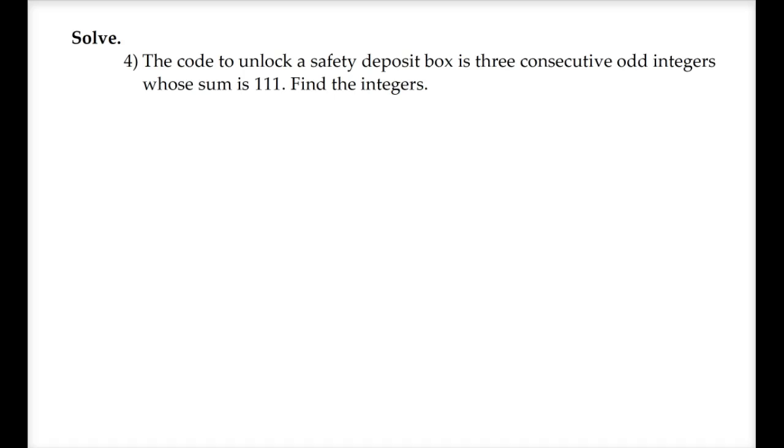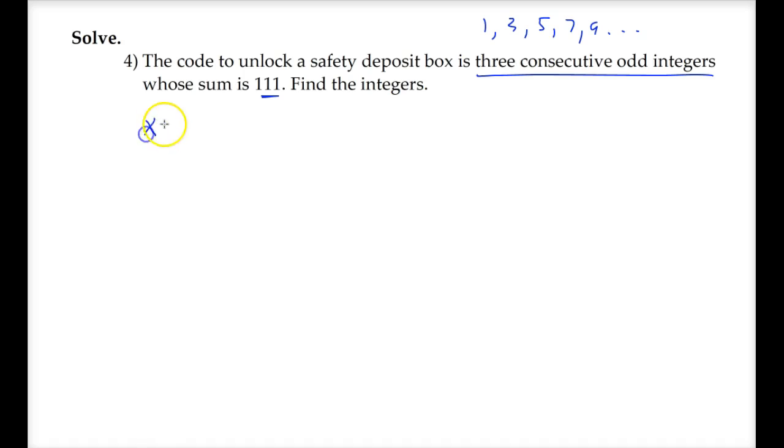Okay, so problem number 4 is a word problem. And so we see here that it says that the code to unlock a safety deposit box is 3 consecutive odd integers whose sum is 111. And we want to find those integers. So the first thing that we want to do is recognize that this is asking us for 3 consecutive odd integers. So if we started to list odd integers, 1, 3, 5, 7, 9, and so on, we see that the difference between all those numbers is 2. So we want to come up with 3 different numbers that add up to 111.